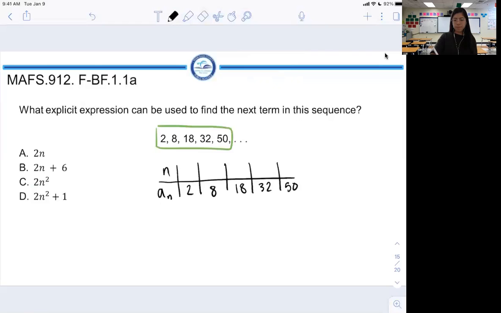Oh, 1, 2, 3, 4, 5. 1, 2, 3, 4, 5. I had something in my mouth.